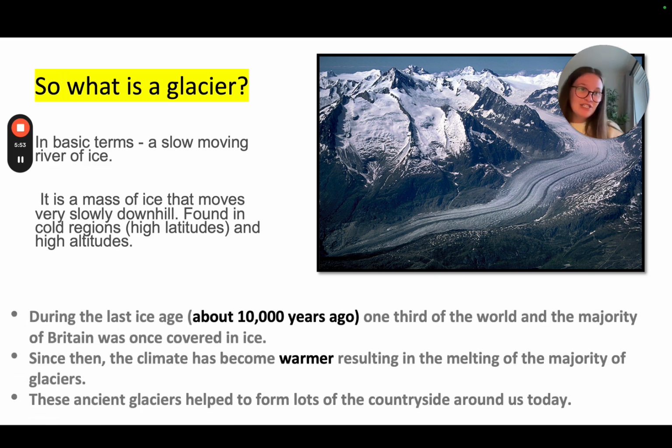During the last ice age of about 10,000 years ago, a third of the world and the majority of Britain was once covered in ice. Since then, the climate has become warmer, as you might already know, resulting in the melting of the majority of glaciers. These ancient glaciers helped to form a lot of the countryside that we see around us in the UK today. So pause this video and answer this question in bold and highlight it at the top. So what is a glacier? Pause it and write it down for me.